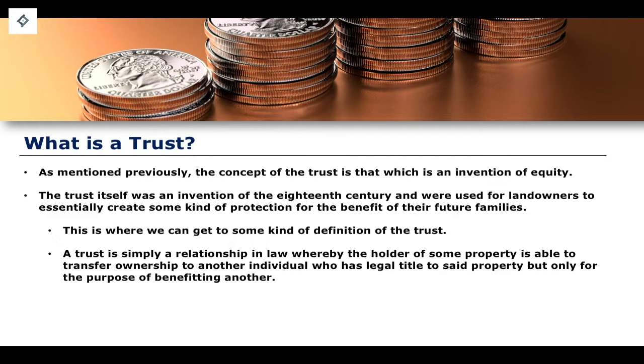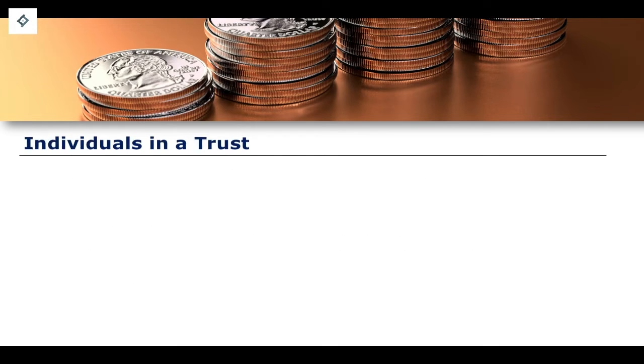Now, this property in question, we will get to what the certainty of subject matter relates to, but it can be a variety of different things. It can be property in the case of land. It could be property in the case of private ownership of property. It could be money. It could be some kind of fund, for example. All of which can constitute the property itself, for which the legal title is being transferred to a trustee for the benefit of some kind of beneficiary.